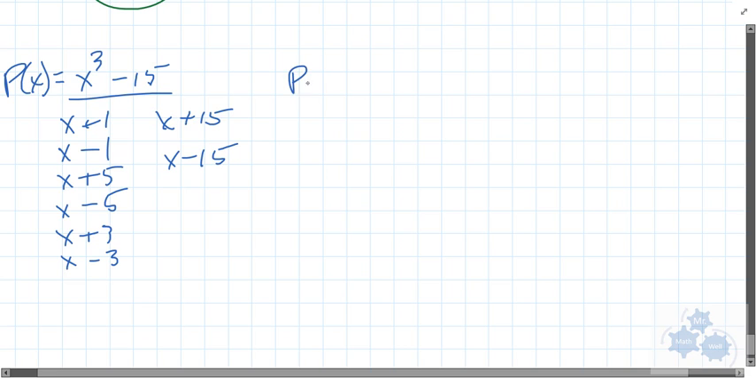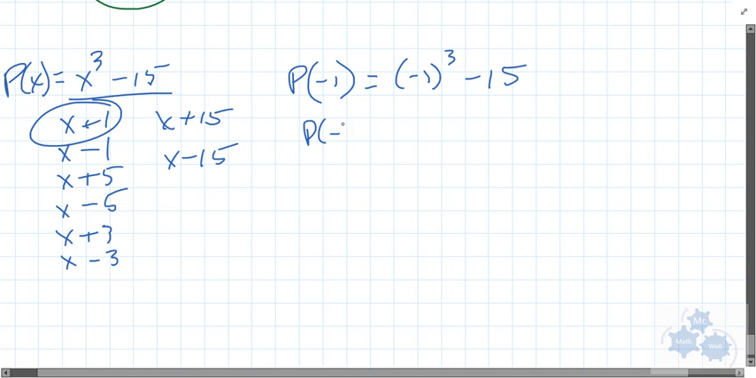Okay. So let's do P of what? Let's test this one right here. Let's try -1. Awesome. You do not have to write this all out like I'm doing, but I'm just showing you what I'm doing. So P of -1 is, let's see, that's going to be -1 minus 15. Is that going to give us 0? That's not equal to 0. Okay. What else here?